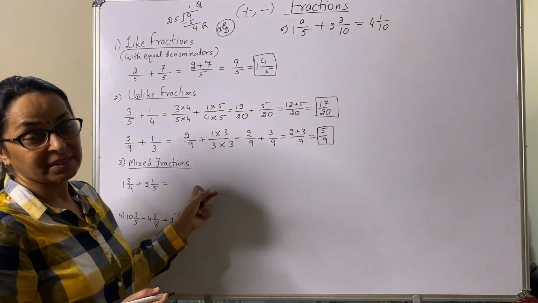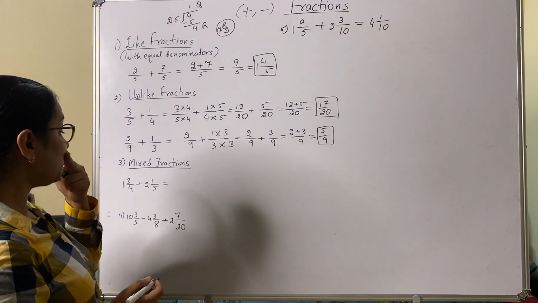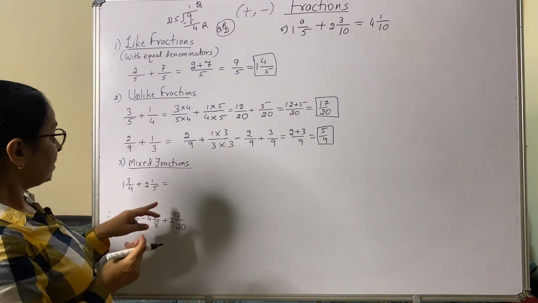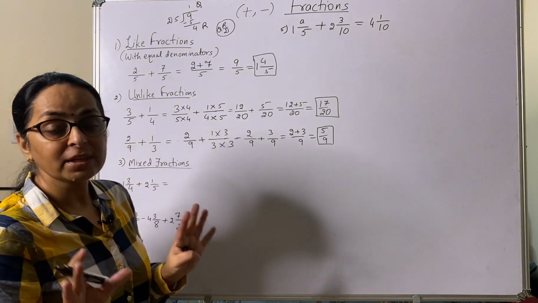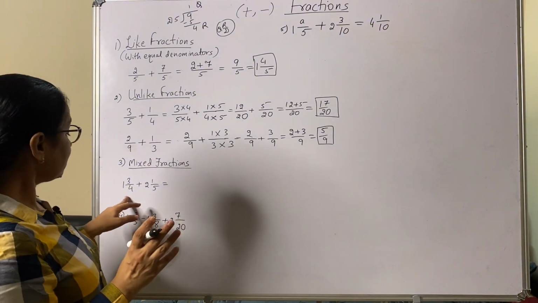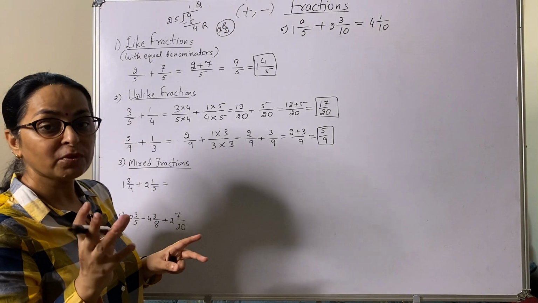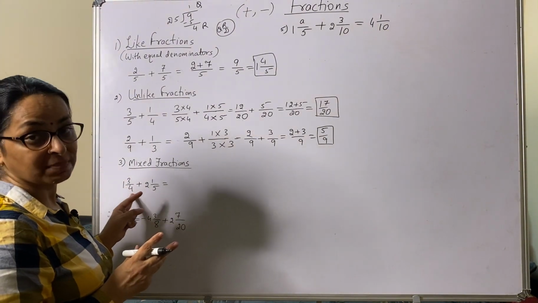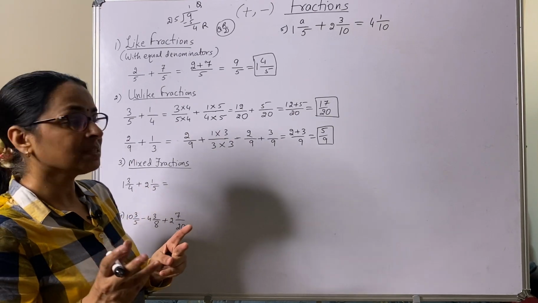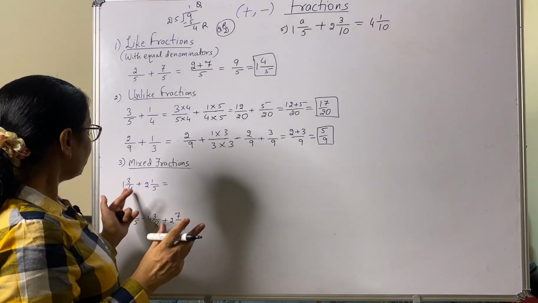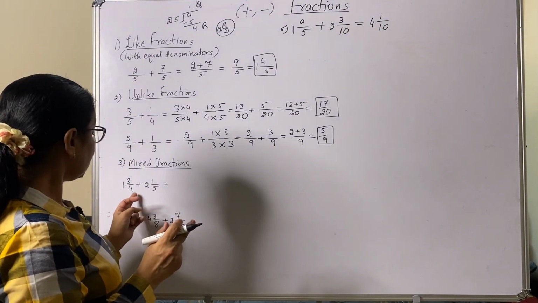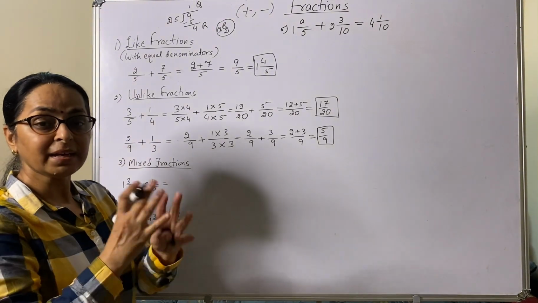The next example is of mixed fractions. How will you add mixed fractions? Here we have two methods to add mixed numbers. A mixed number is always made up of two parts: one is the whole number part and the other is the fraction part. So what I suggest is, you can first add or subtract your whole number part, and then do the fraction part and add them.